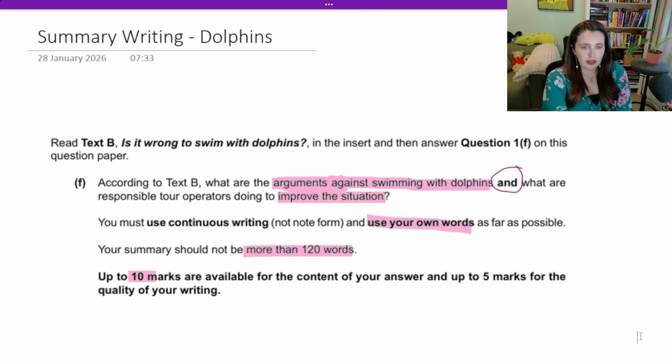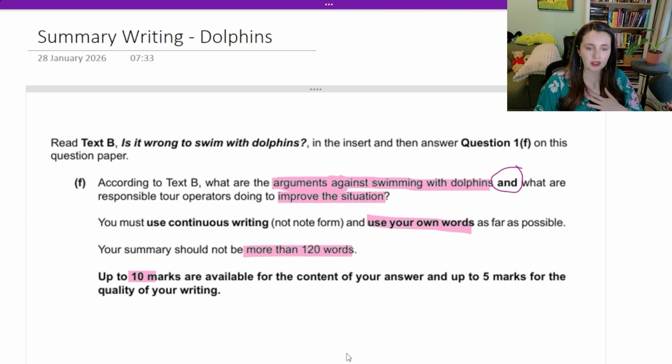According to text B, what are the arguments against swimming with dolphins and what are responsible tour operators doing to improve the situation? Use continuous writing, not note form, and use your own words as far as possible. Your summary should not be more than 120 words. Up to 10 marks are available for the content of your answer and up to 5 marks for the quality of your writing.